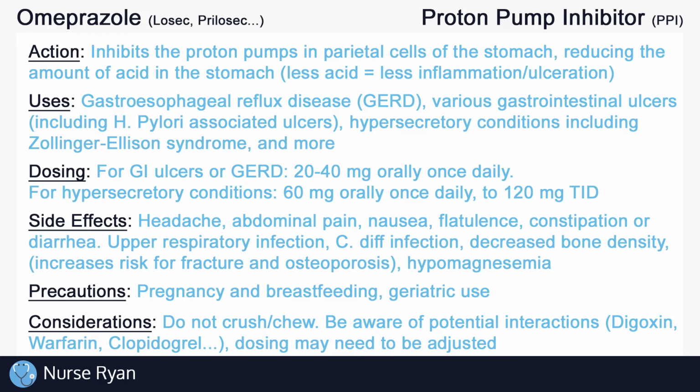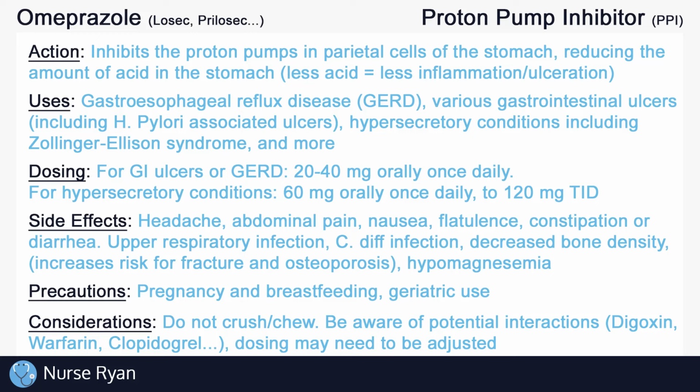It's very important not to crush or chew proton pump inhibitors, as they are often administered as enteric-coated capsules, which require the medication to pass through the stomach and into the intestine, where they can then be absorbed. If chewed or crushed, the medication will be rendered ineffective by the acid in the stomach.